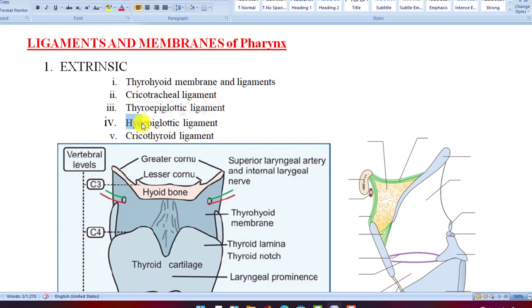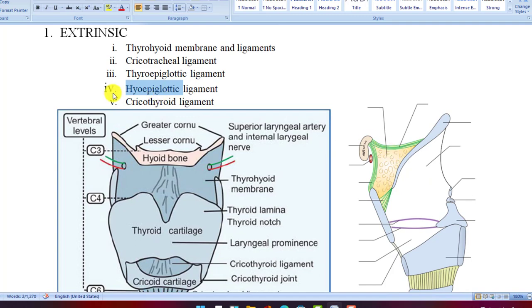Then there is the hyoepiglottic ligament. From these names, they are very easy to understand. Hyo means hyoid bone, and epiglottic means epiglottis. So this is the hyoepiglottic ligament, right? This one is the hyoepiglottic ligament, which is hard to see in this diagram, but here it is a little bit clearer.